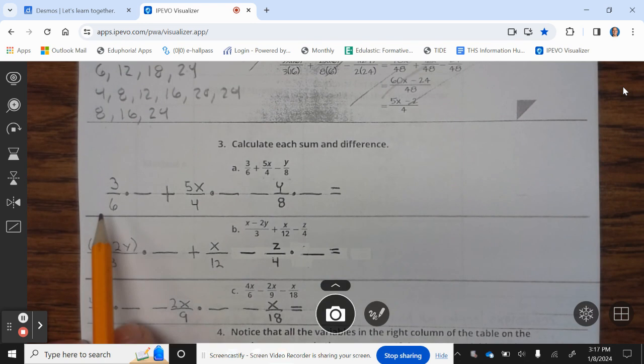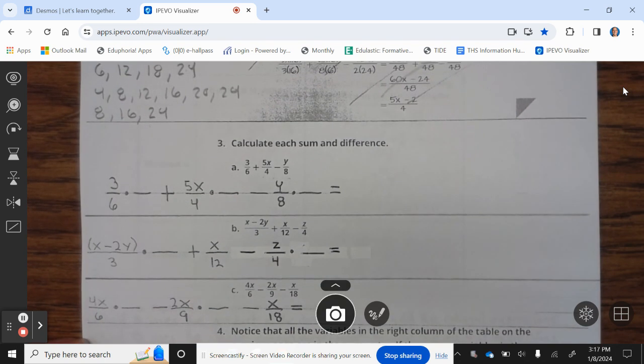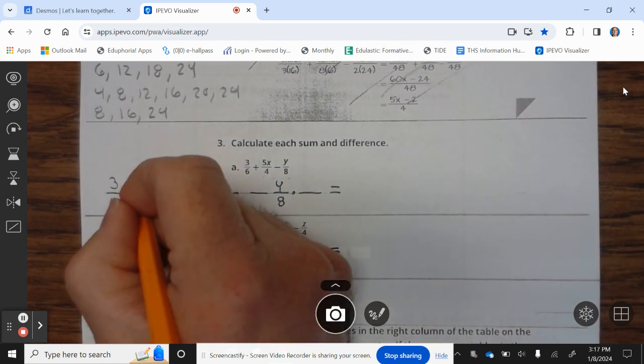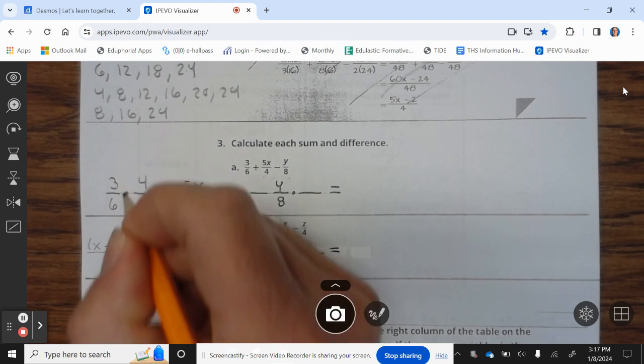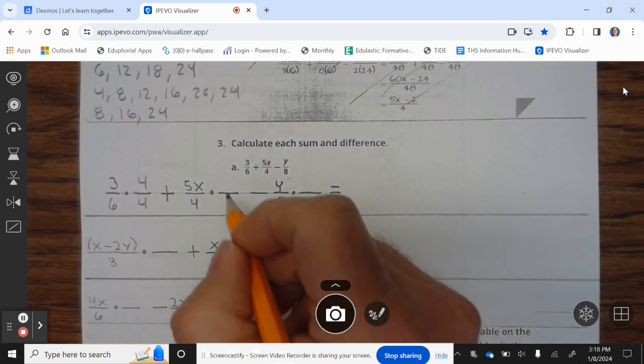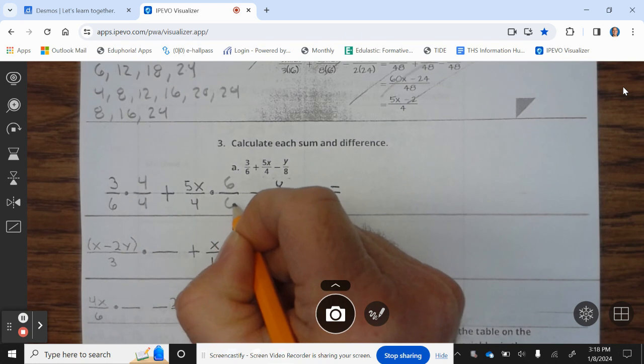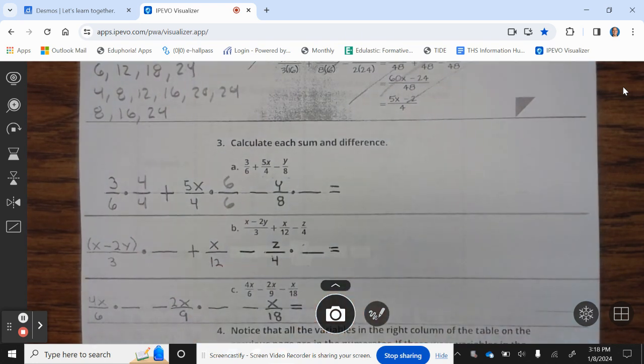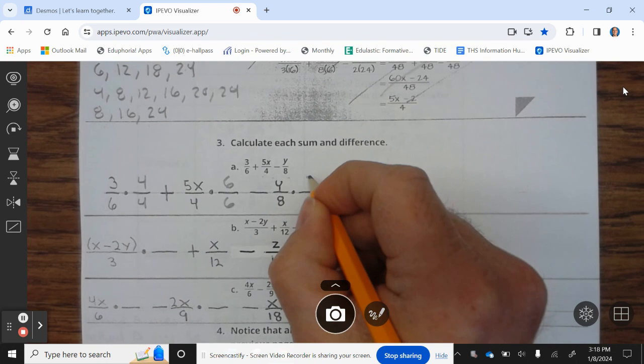So we need to multiply 6 so that you get 24. So we're going to multiply this by 4 divided by 4. Now we need to multiply 4 by something so that you get 24. So that's going to be multiplied by 6 divided by 6. And then here, we need to make 8 into 24, so we need to multiply it by 3 divided by 3.